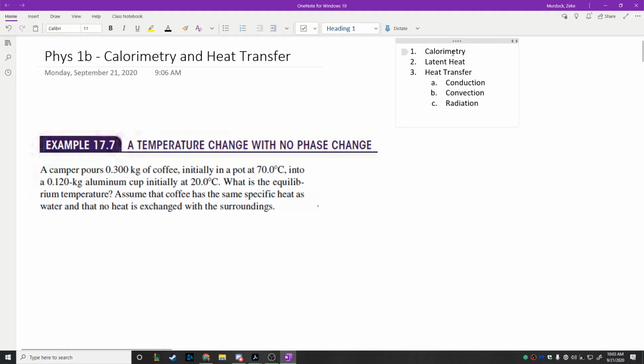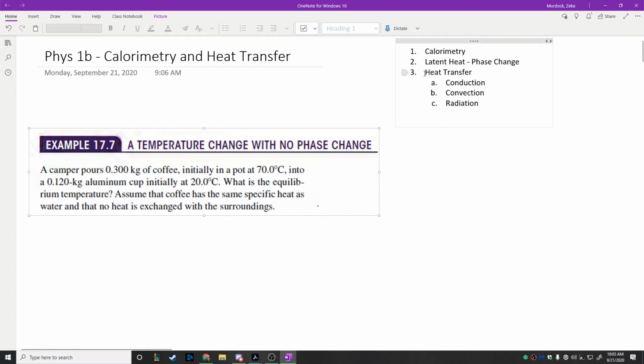We're going to use that to solve a type of problems that's often called calorimetry. And then we're going to talk about latent heat, which refers to phase change. The heat involved in a phase change, like going from a solid to a liquid, like when ice melts.